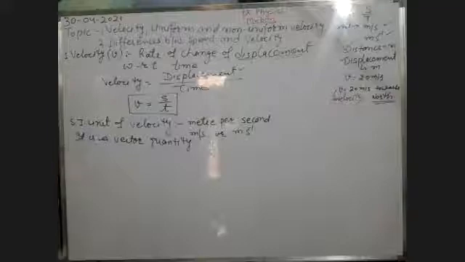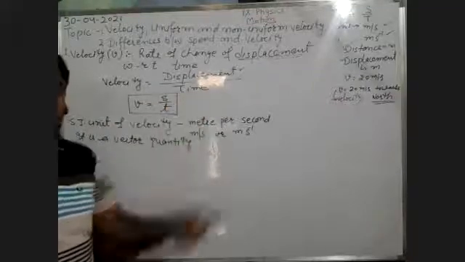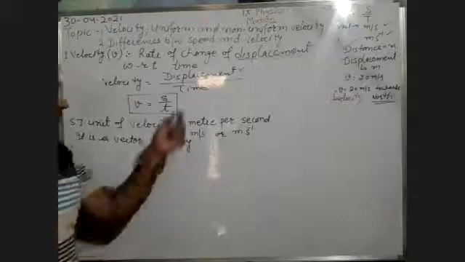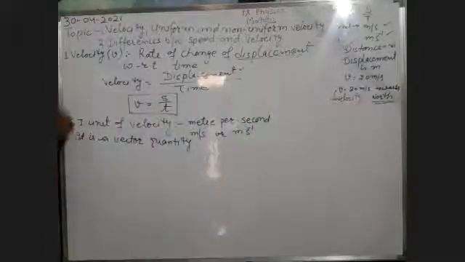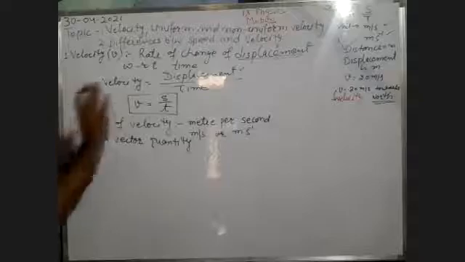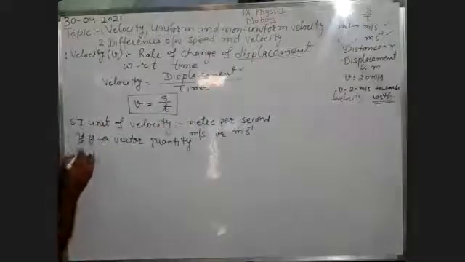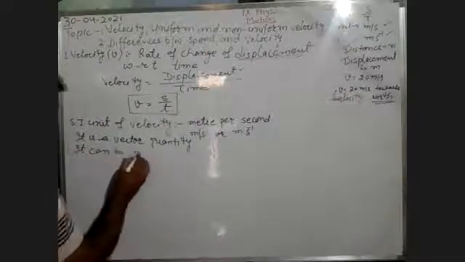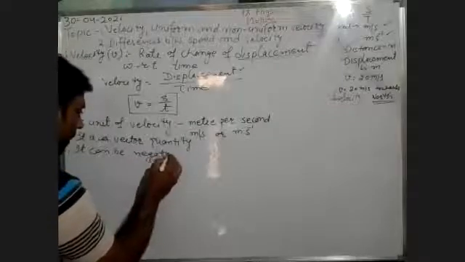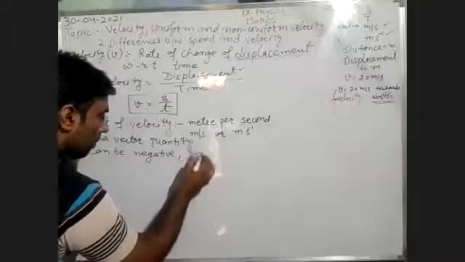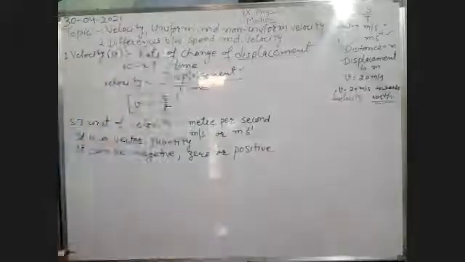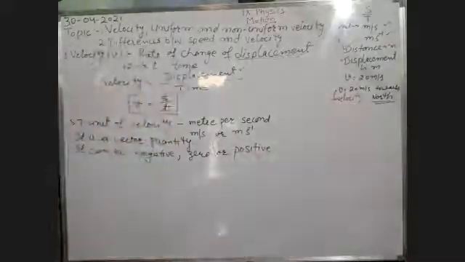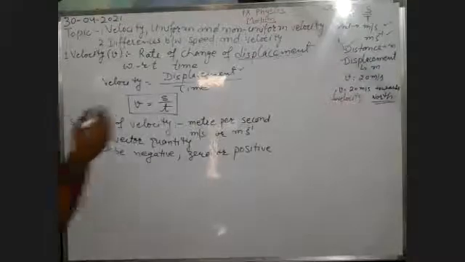As we have discussed when defining displacement, displacement can be zero, it can be negative, it can be positive. So what we can say about velocity? Velocity can be negative, it can be zero, or it can be positive, depending on the displacement.